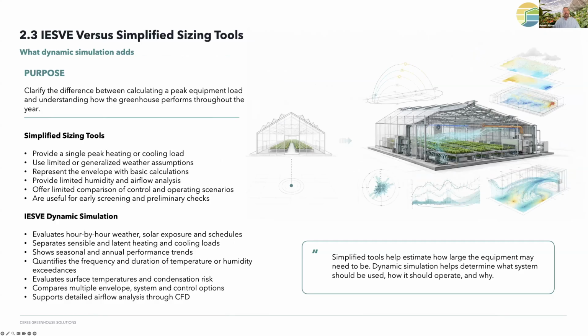A simplified sizing tool will typically estimate just a peak moment in time for the cooling requirement, and that is useful for an early screening, but the dynamic simulation answers a broader set of questions. It'll show when those peak hours are actually occurring, why it's occurring, how often the systems operate at that condition, and how temperature and humidity behave throughout the rest of the year.